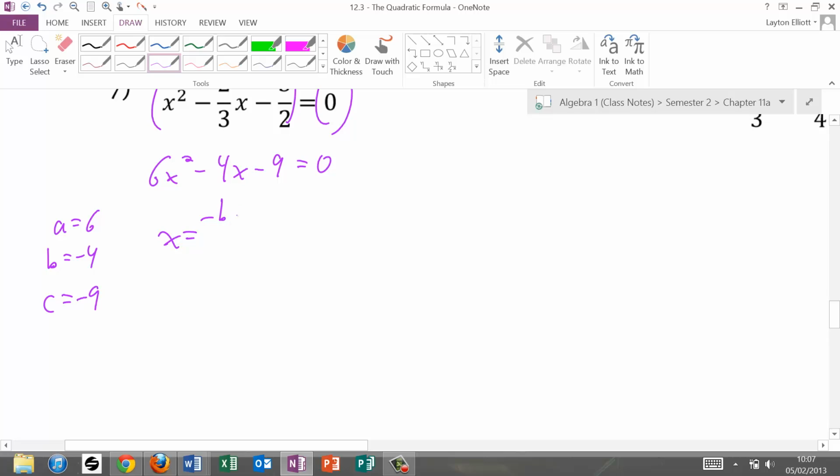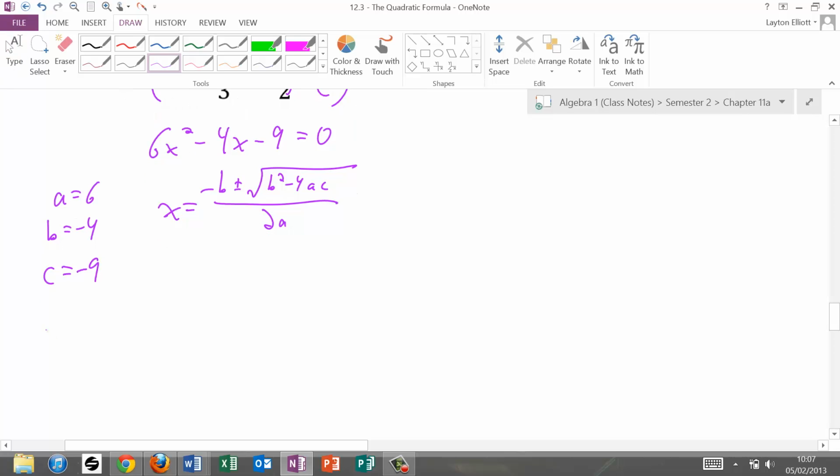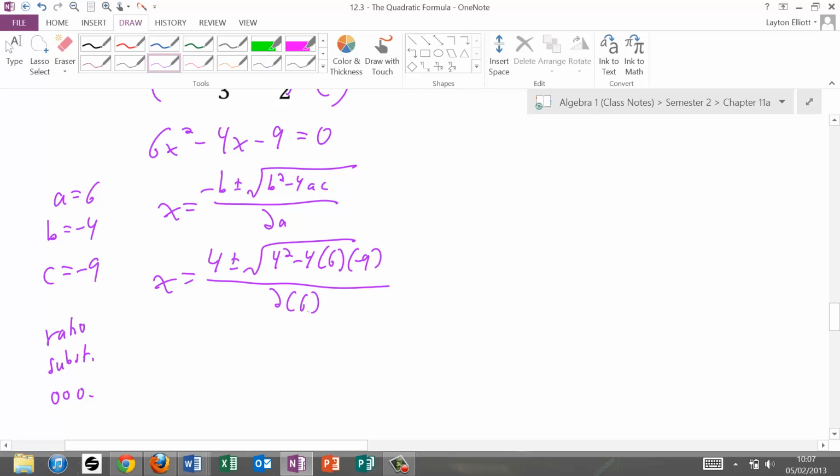X equals opposite of b plus or minus the square root of b squared minus 4 times a times c all over 2 times a. We said the 3 most important things of the freshman year are the ratio, substitution, and order of operations. This contains all 3 of those. Substitution means we plug in our opposite of negative 4 is positive 4 plus or minus. Remember I said drop the negative and just make it 4 squared minus 4 times 6 times negative 9 all over 2 times 6.